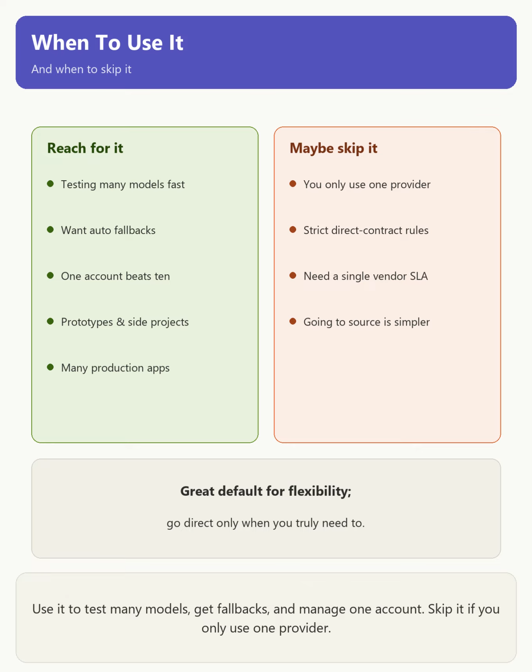So when should you use it? Reach for OpenRouter when you're experimenting and want to test many models quickly, when you want resilience through automatic fallbacks, or when you'd rather manage one account than 10. It's great for prototypes, side projects, and many production apps. When might you skip it? If you only ever use a single provider, or you have strict rules requiring a direct contract, then going straight to the source can make more sense.